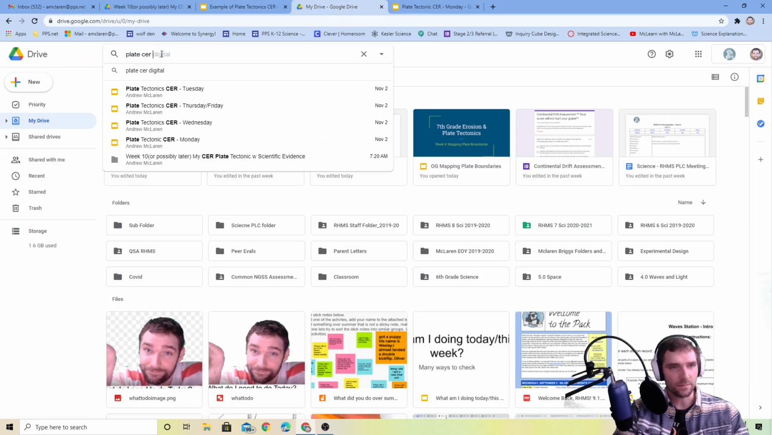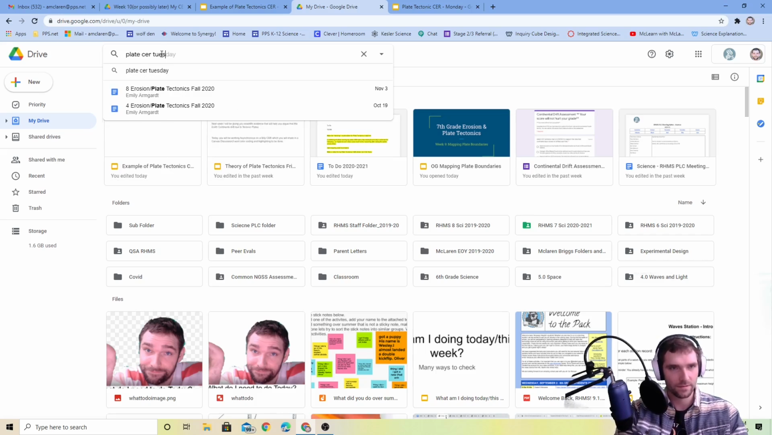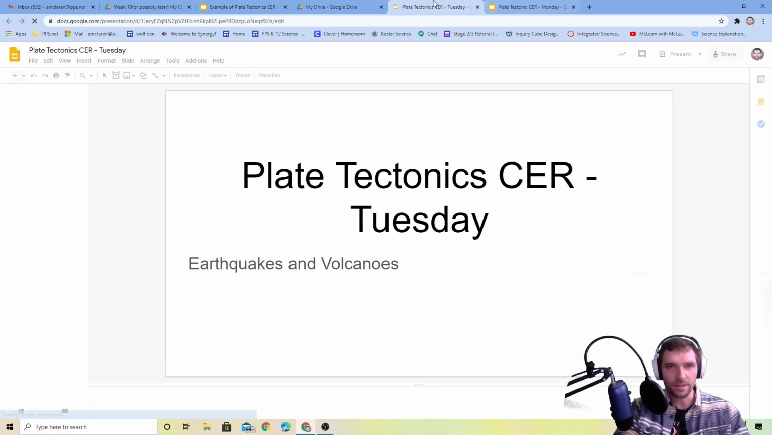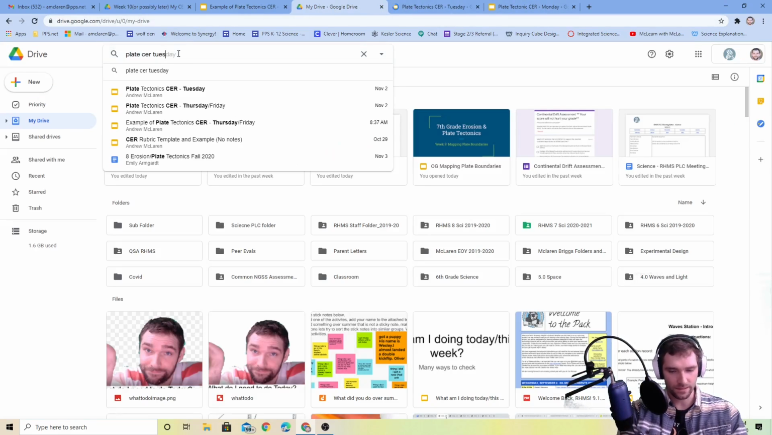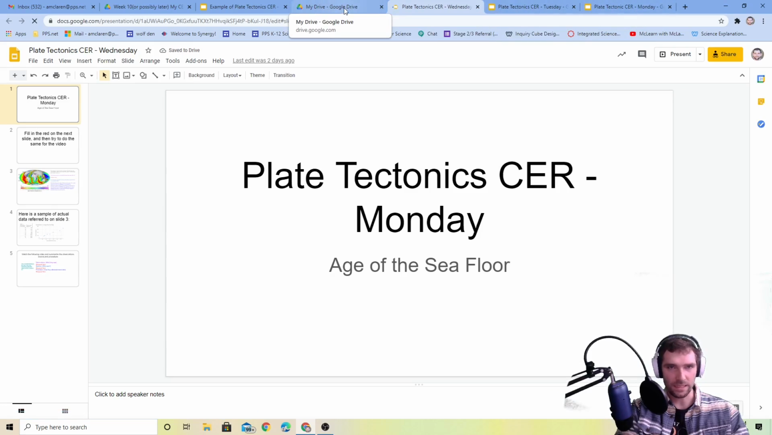Good, and then plate tectonic CER Tuesday. Okay, and that's right there. Plate CER, I'm going to get rid of that, go with Wednesday. And that should pull up all of the three resources that we need.